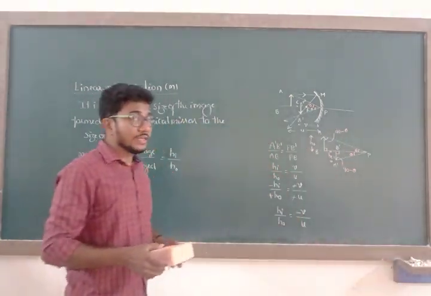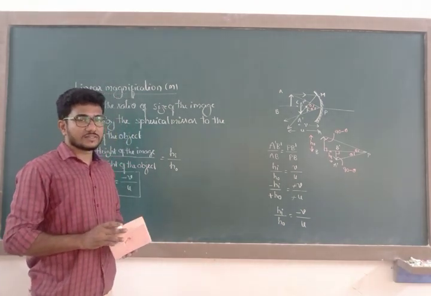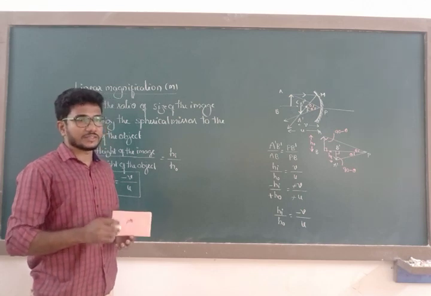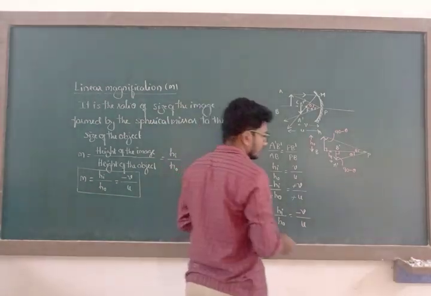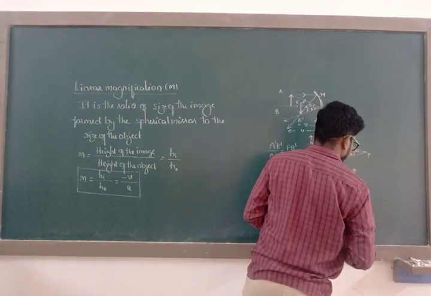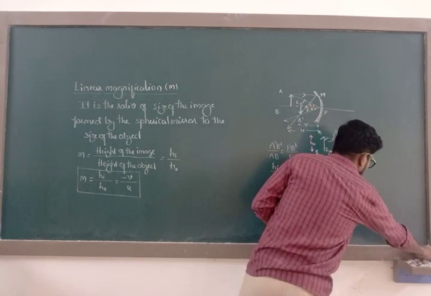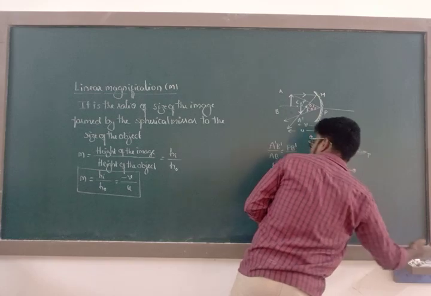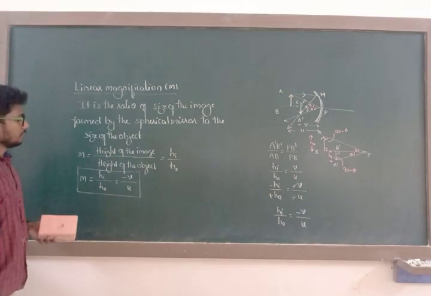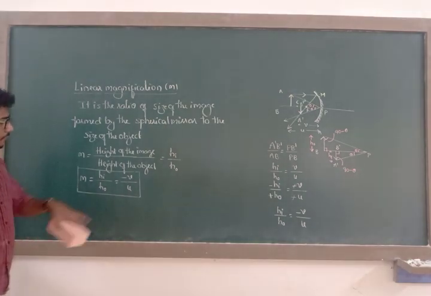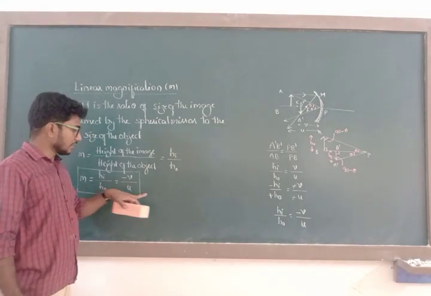Then what is the value of linear magnification when object is placed at different positions, at infinity, beyond center of curvature, and so on? Let us see one by one. V is image distance, U is object distance.